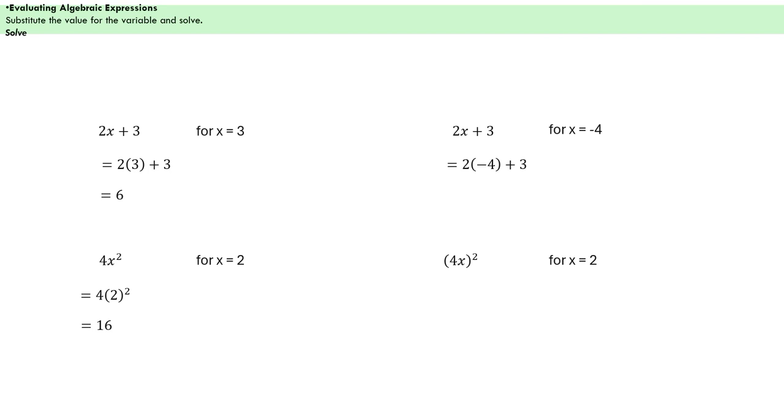Substitute the -4 for x. 2 times -4 is -8, plus 3 will give us -5.